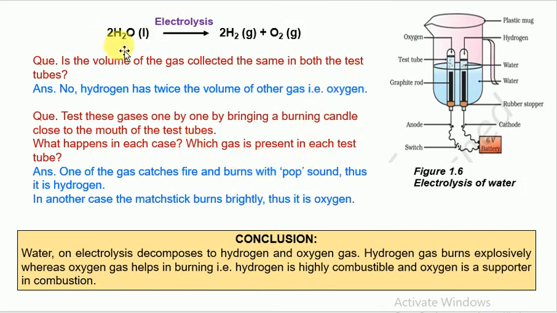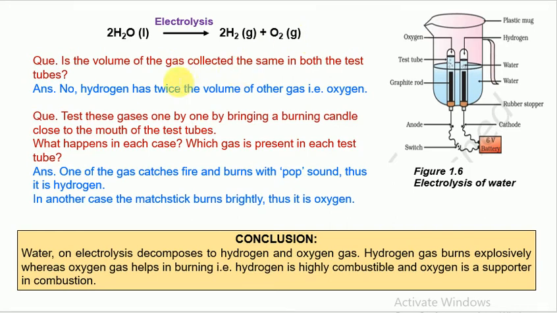So the following reaction takes place. As this is filled with water, when electricity is passed through it, water breaks into hydrogen and oxygen. So in electrolysis, in the presence of electricity, water is breaking; one single reactant is breaking down into 2 products in the presence of electricity. So this is electrolytic decomposition.